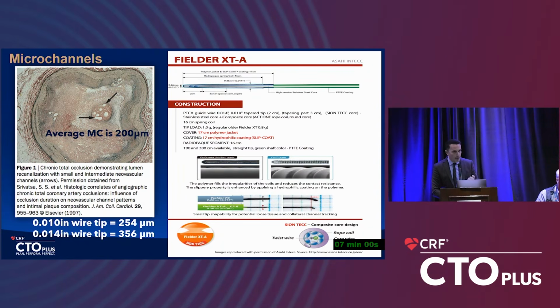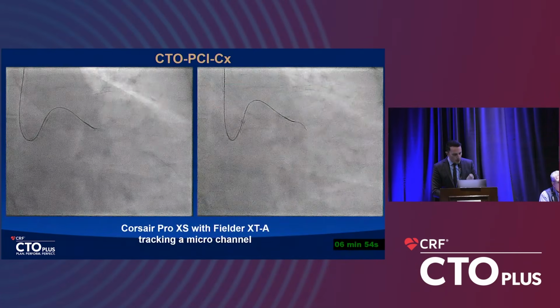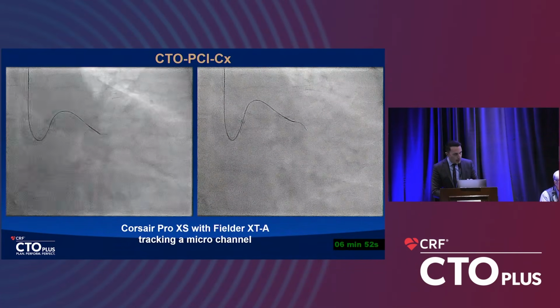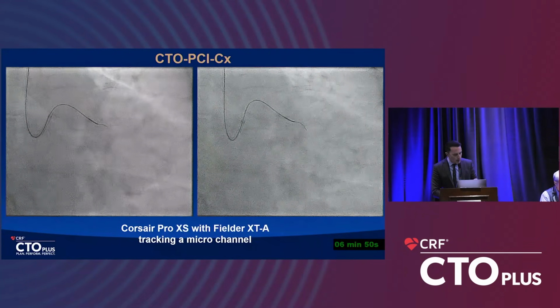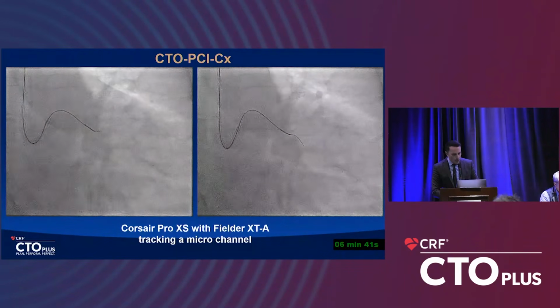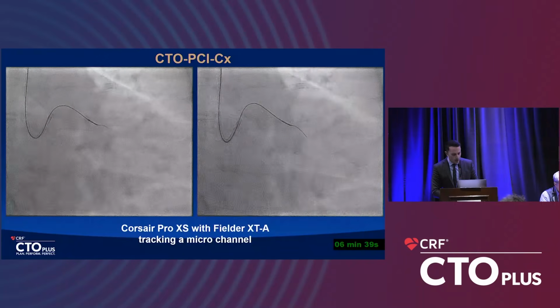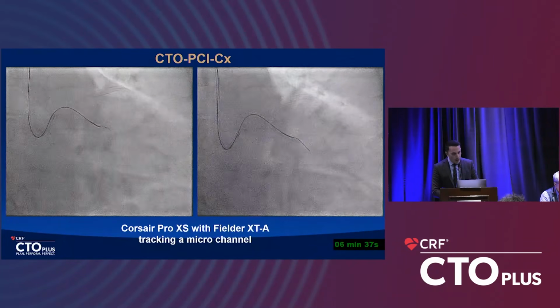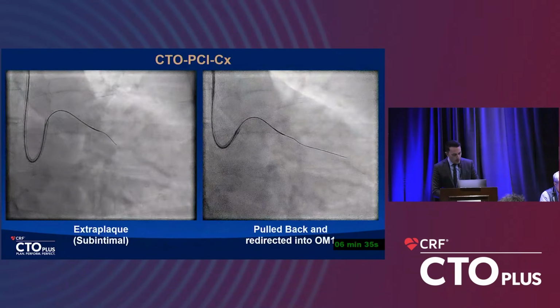And finally, having the Act 1 technology of Asahi allows you to have perfect torque response to maneuver it. So here are 2 films showing exactly that and showing where this wire succeeded, where the workhorse wires did not. So you see my XTA engaging the microchannel and then slowly but surely advancing inside the CTO body. Now, that doesn't mean you'll end up true lumen distally, as you'll see right here.